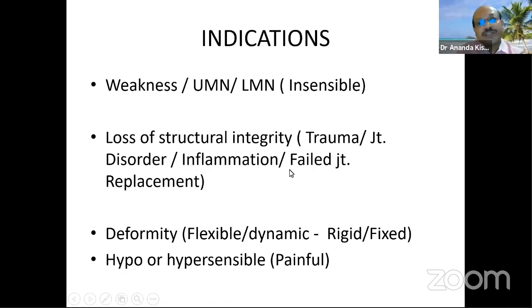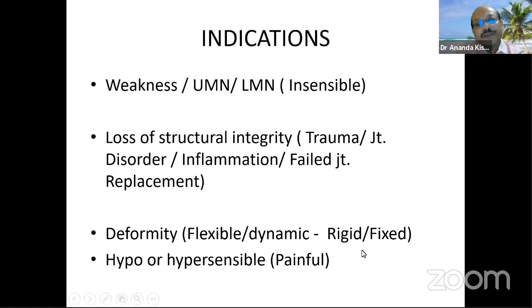It may be loss of structural integrity caused by trauma, like inflammation, or some failed operation, like failed replacements. Deformity may be a flexible deformity or a rigid deformity. Flexible deformity is also known as dynamic. Suppose there is a common peroneal palsy that will lead to foot drop. That is a flexible or dynamic deformity. But if that deformity persists for a long time, then all the structural components become contracted, and ultimately that will lead to a rigid or fixed deformity. So this is the basic difference.